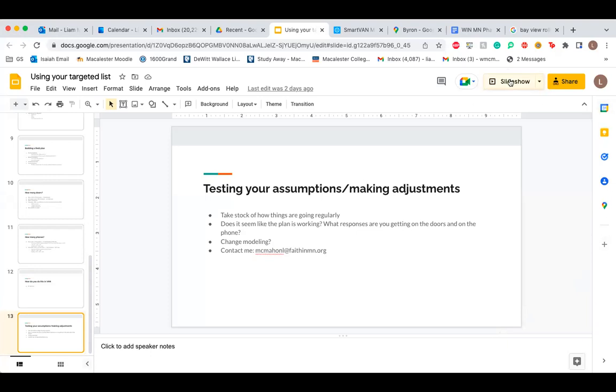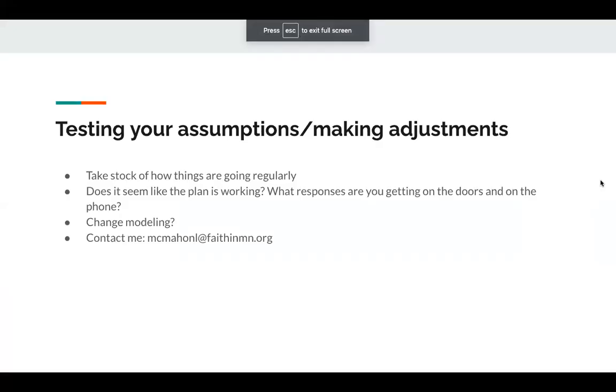So congratulations, you just created a field plan for your campaign. What comes next? Well, before we actually put it into action, you're going to want to double check that we've not made any big mistakes as we were putting it together.